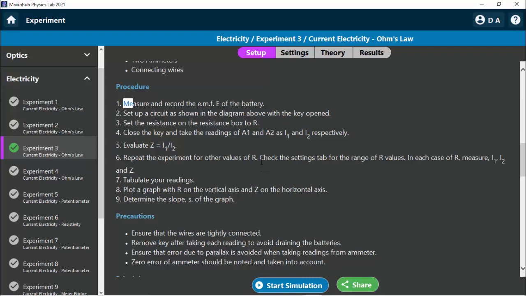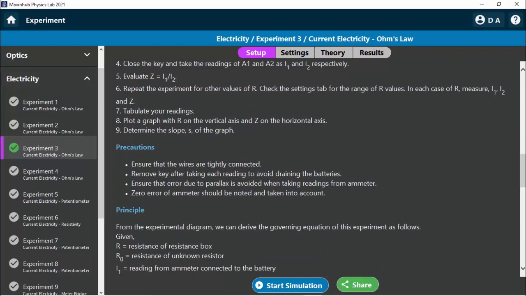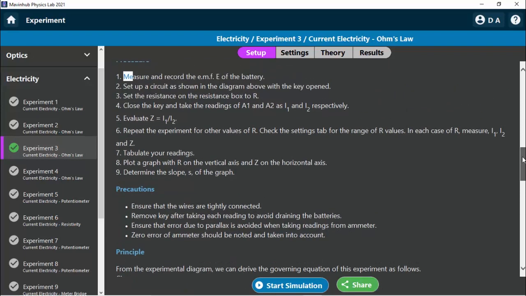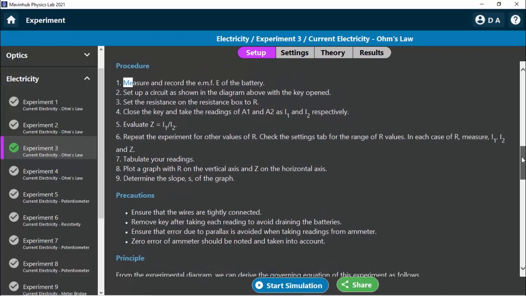We are going to set the various values of R in this settings tab. And in each case for R, you measure I1, I2, and you evaluate Z. Then you tabulate your readings. And once you are done with the readings, you plot a graph with R on the vertical axis. Vertical axis means the y-axis, and Z on the horizontal axis, which is the same as the x-axis. Then you determine the slope S of the graph. So these are the steps to be taken in carrying out the experiment.